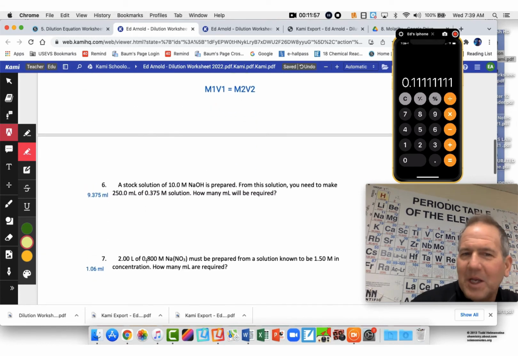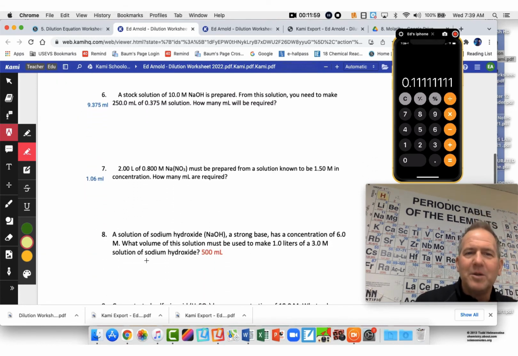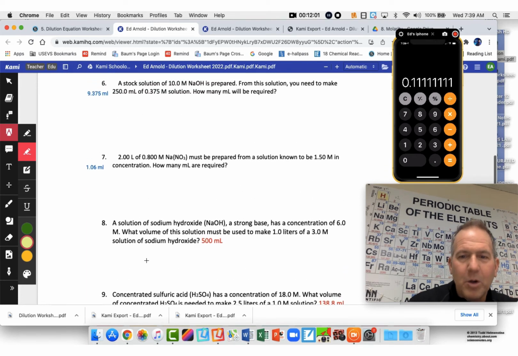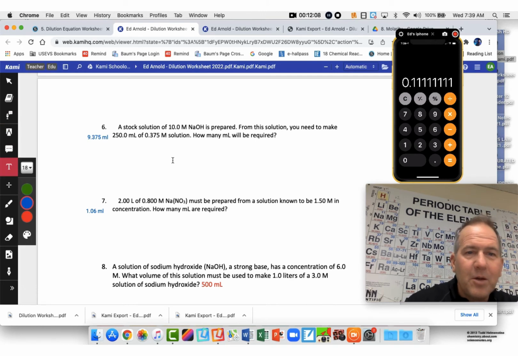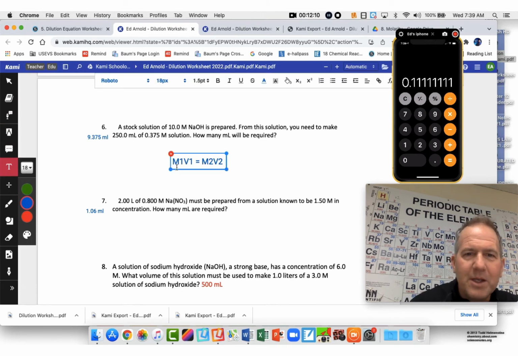We're going to keep moving. I'm going to do another one here, and then I'm going to do a hard one at the bottom. Okay, number 6. Again, let's see if I can keep that equation in here. Again, if you know what you're doing, don't wait on me. Just go. They're not any different, though. A stock solution of 10 molar NaOH is prepared from this solution. You need to make 250 milliliters of 0.375 molar solution. How many milliliters will be required?